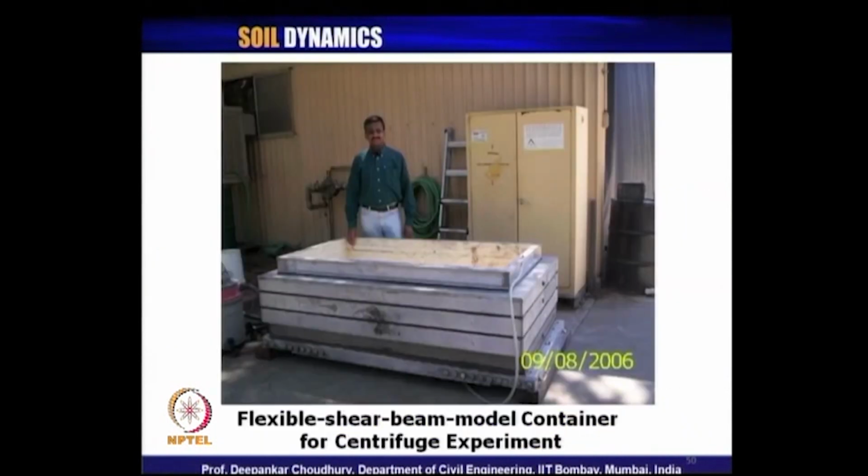And the testing container for the dynamic soil test is not the same container as the static test. In static we use a continuous container, right, a single container with a continuous boundary on all sides, but in a dynamic test it should not be. It should be a layered type of container called a flexible shear beam model container, which is used for dynamic tests across the world wherever dynamic testing can be done.